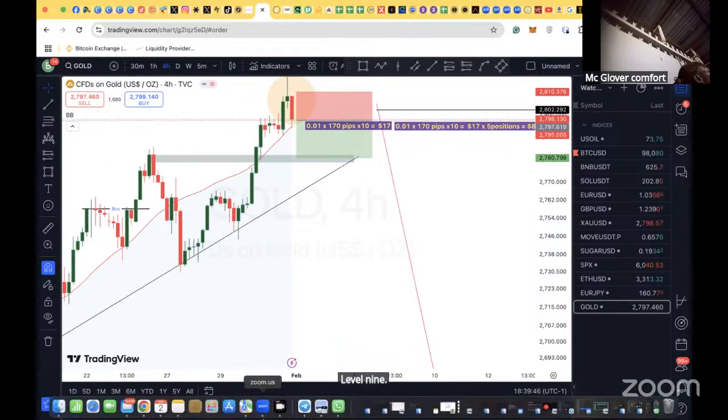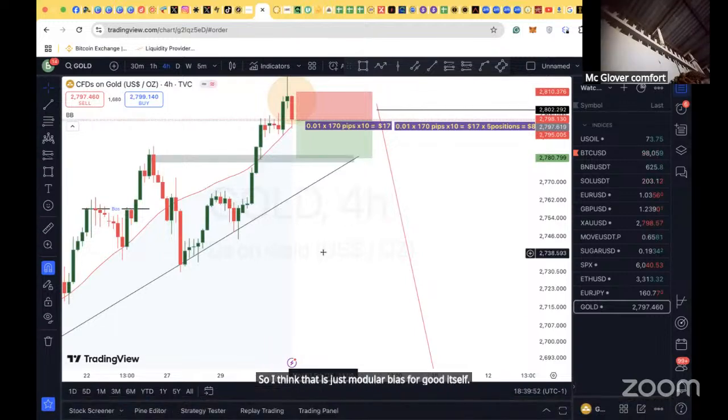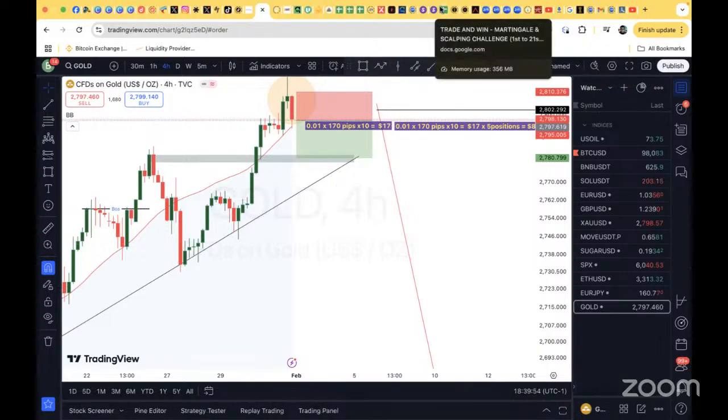So I think that is just, but the overall bias for gold is sell. The overall bias for gold is sell. So I think that's just what I want to chip in.